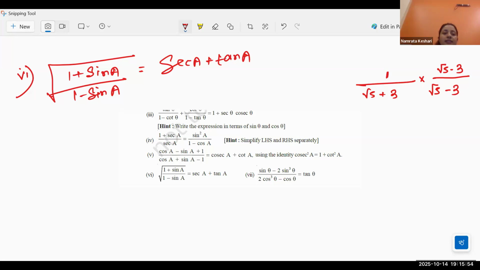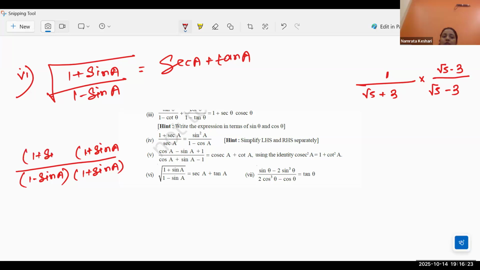See, we have 1 minus sine in the denominator. If I multiply the numerator and the denominator, just see carefully, by 1 plus sine, and that too I'm going to do the multiplication inside the root. Inside the root I'm doing this multiplication.